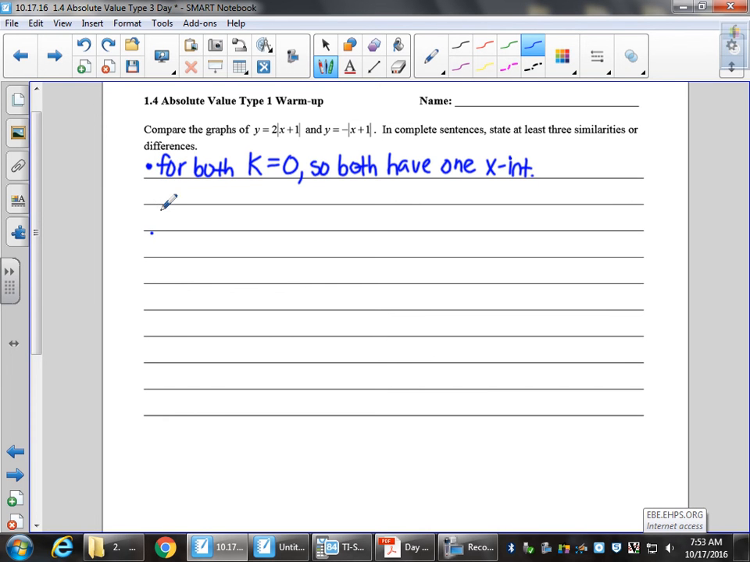So this one I agree, but I think this is a difference. First one, the absolute value of A is 2, which is greater than 1. So what kind of graph is that? Narrow or wide? Narrow.